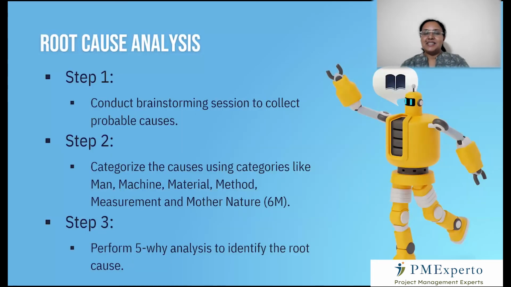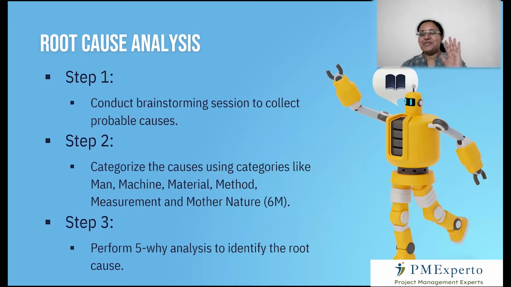The first step is to conduct a brainstorming session by involving the relevant stakeholders so that you arrive at a list of probable causes that are causing this effect or these defects. Then categorize these causes into categories like people, process, product, or you can also use what is most common, the 6M: man, machine, material, method, mother nature, and measurement. And finally, step 3 is to perform a 5 why analysis.